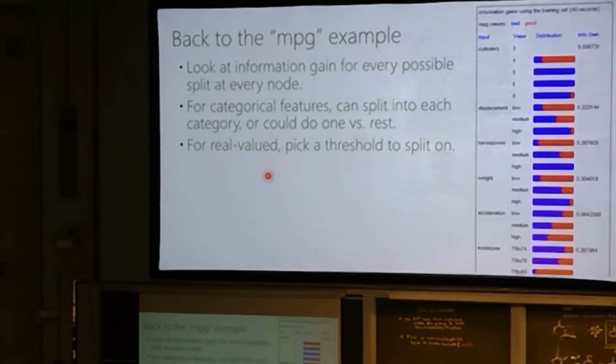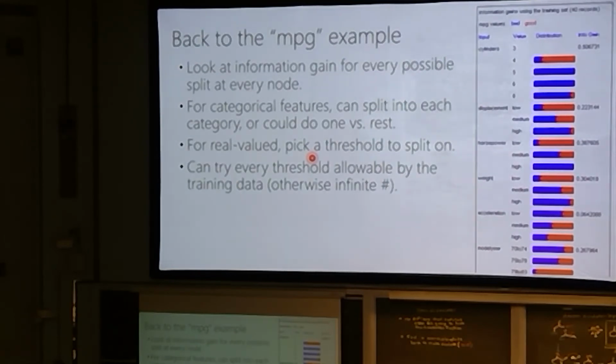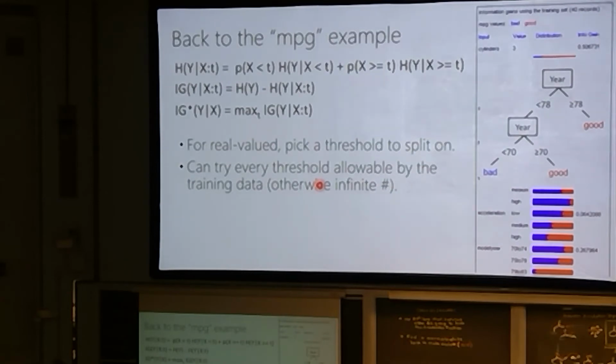And I mentioned that you could pick a real-valued feature. How would you pick a threshold for a real-valued feature? Because in principle there are infinitely many thresholds. But as we saw with ROC plots, we have a finite number of training data, and so there are only so many thresholds that will actually make a difference according to the training data. So we only need to try that number of thresholds.